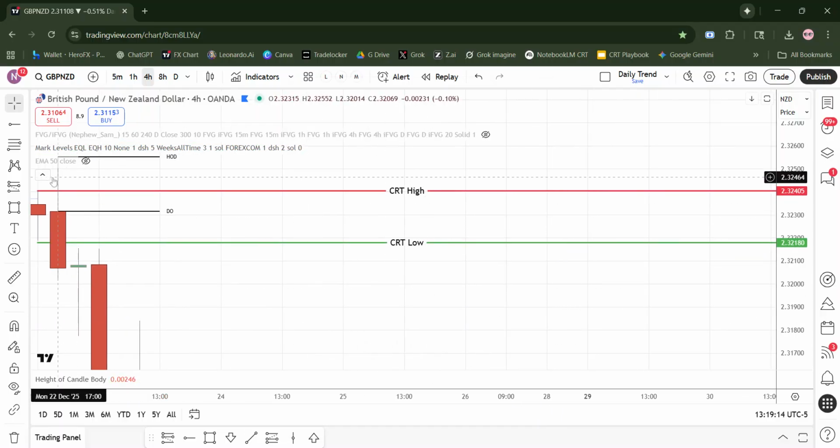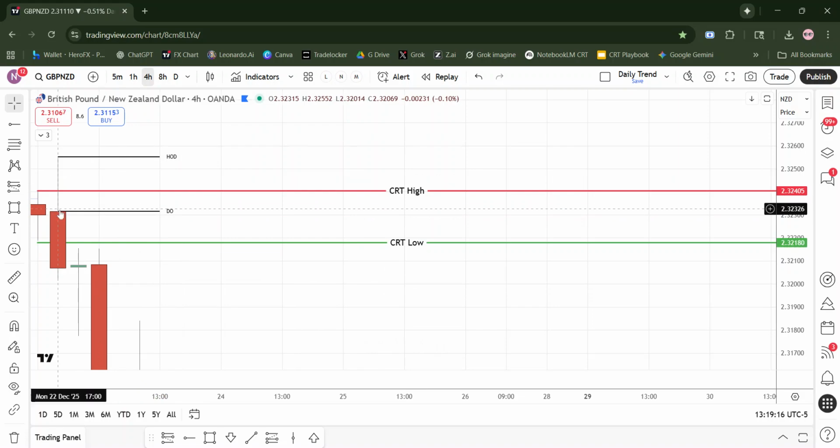The first way, which is the safest way, is this. You want to see price sweep the high of the range like it did right here, and if it can create the high of the day, even better. And then close below the range, and you're looking for a continuation to the downside.